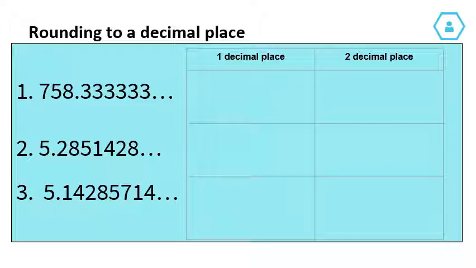Okay, so let's have a go with 758.33 recurring. So I'm going to write 758 decimal, and I've got a 3 here, so 3 is less than 5, so it's not going to round up, it's going to stay the same, so it's going to be just a 3, that easy. Oh, and I've lost my decimal place. There we go.